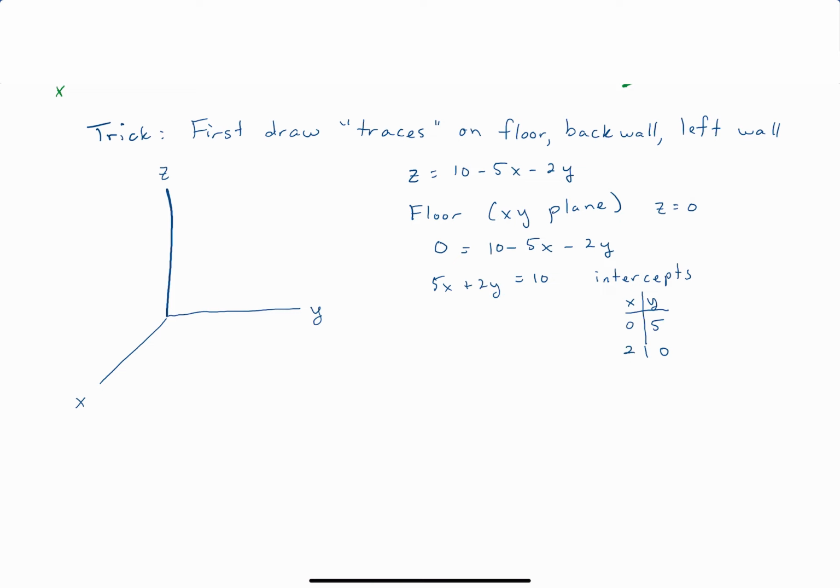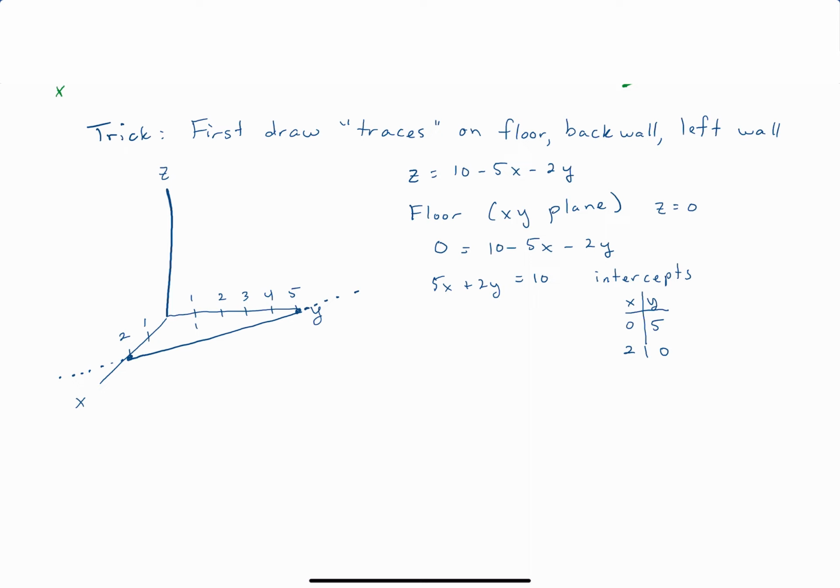So what is this line going to look like? Well, its x-intercept is 2. Its y-intercept is 5. And the line connects those two dots. So that's the trace of the plane, rather, in the xy plane. If I were able to see this plane, I would see it cutting through the floor along that line.